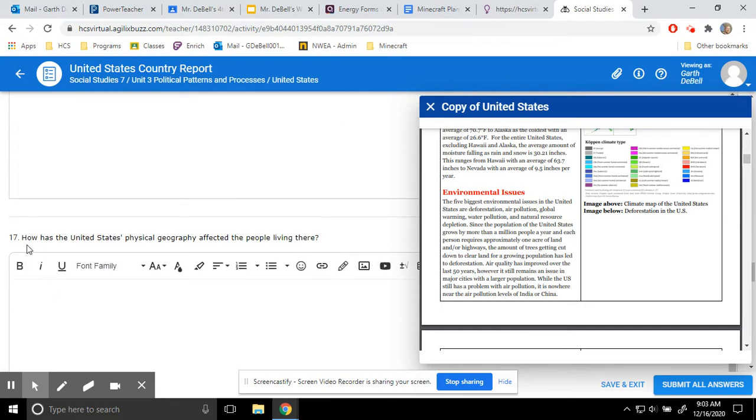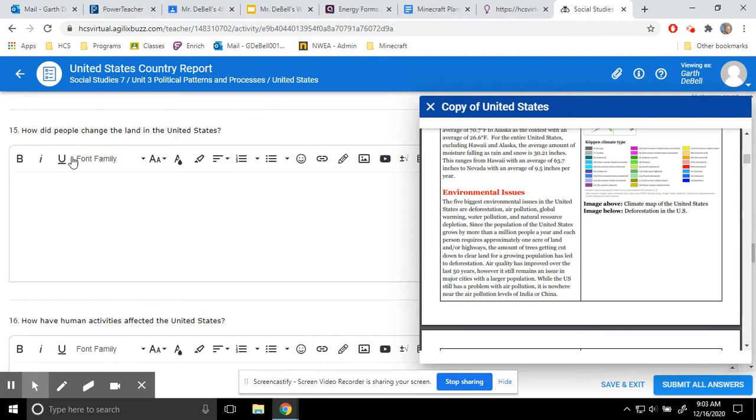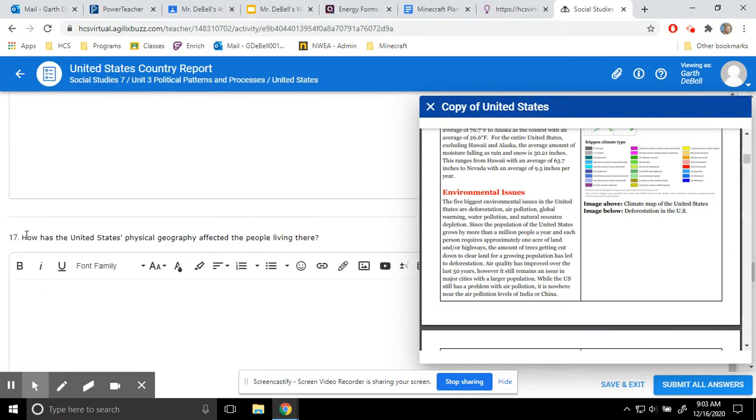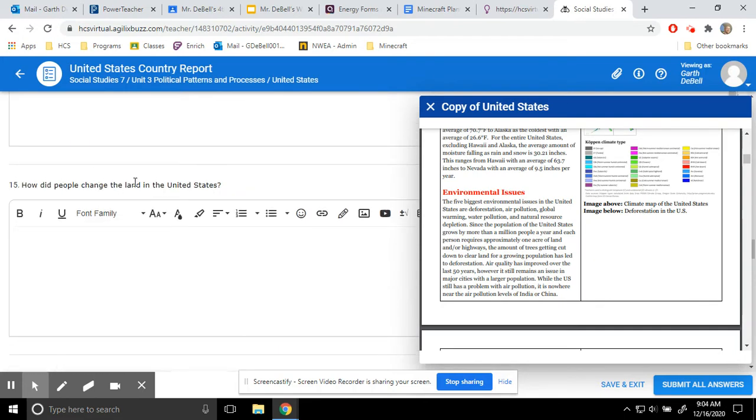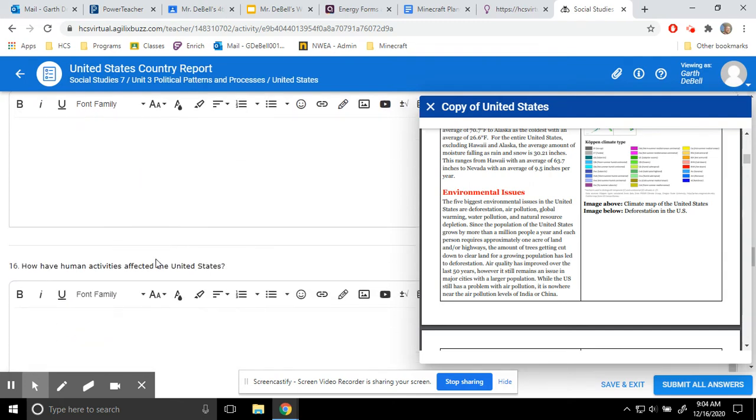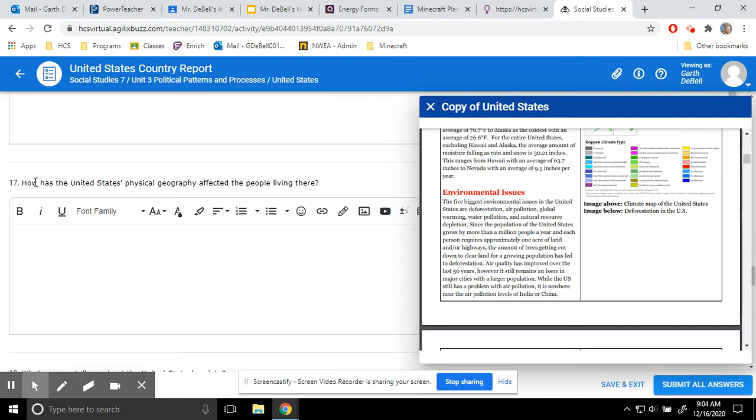Now, see this question, a lot of people get confused. They see these first two, and because they're so similar, they think this is the same question. But this question deals with kind of the same stuff, but it's a different way of thinking about it, kind of the opposite, actually. So these questions ask how we affect the land and how we affect the environment. This question asks how the environment affects people that are living there. So this says, how has the United States physical geography affected the people living there?